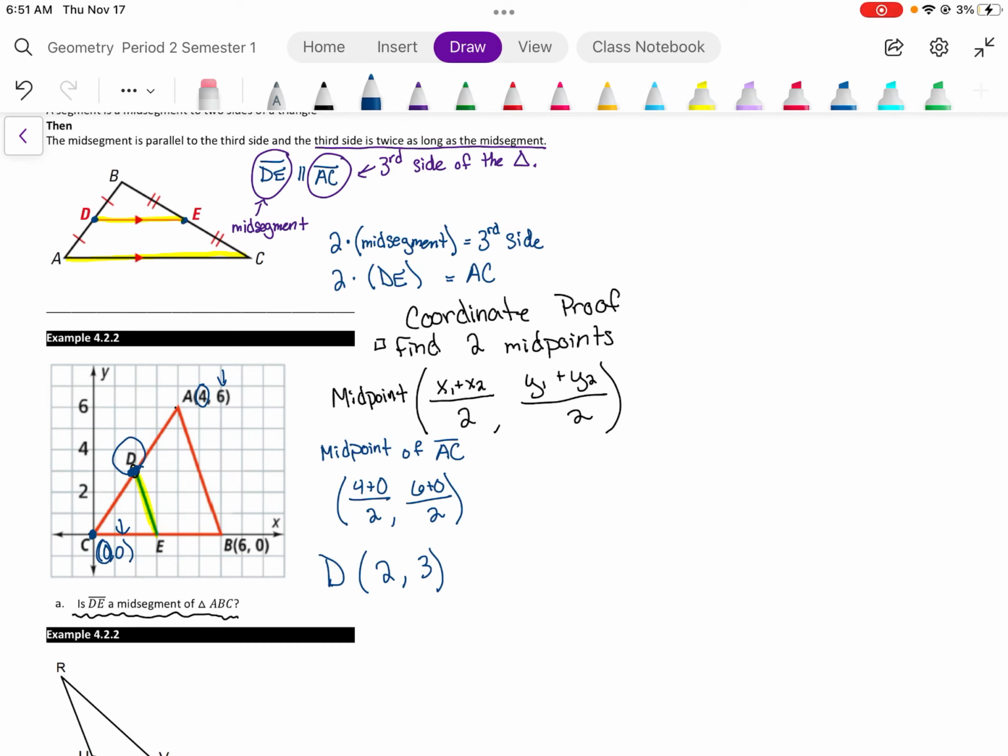So on ours, we would put therefore, and these 3 dots stand for therefore. We can say D is the midpoint of AC. That is one part of the proof. Our second part, we need to make sure that E is the midpoint of CB. So that is our second part.